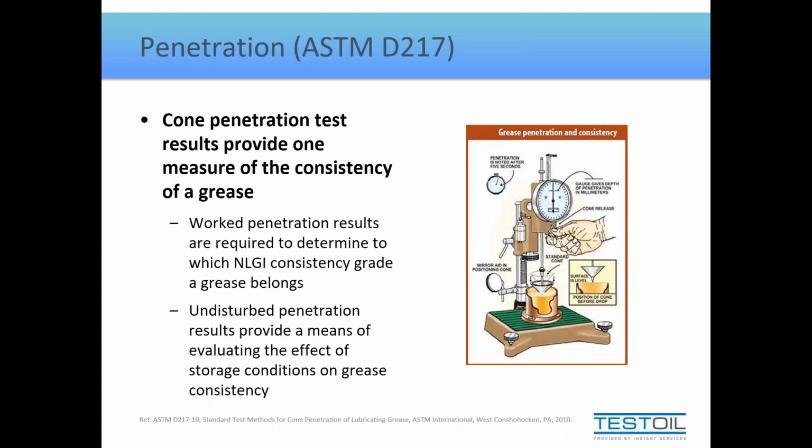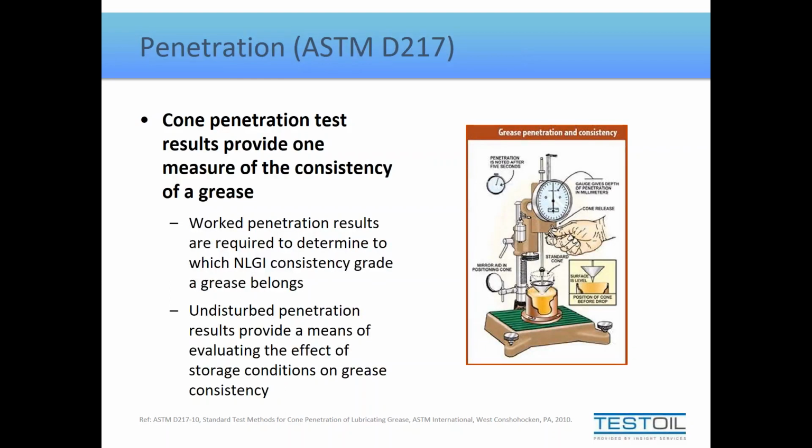Because we're using a pointed cone and we're dropping it, a lot of people will sometimes mistakenly refer to this test as the dropping point test. But it is not. It is the penetration test, properly termed, and it is the test that we use to define the NLGI consistency grade. The test we're performing is on a sample of grease that has been worked, meaning that we have a paddle with some holes in it, and we work the paddle through the grease 60 strokes, and that gives us a worked grease sample, a sample that has undergone some shearing.